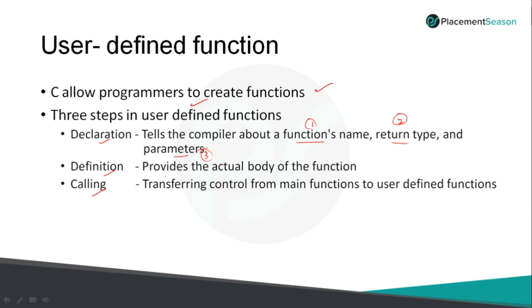In the definition part, we tell what is the actual work that particular function needs to do. That will be given in the definition part. And calling is just invoking that function. If we want to use that process, we transfer the control from the main function to that user-defined function. If you want to create a user-defined function, we need to follow these three steps: declare the function, define the function, and call it whenever necessary. This is a simple user-defined function. Let's discuss how to declare, define, and call this function.